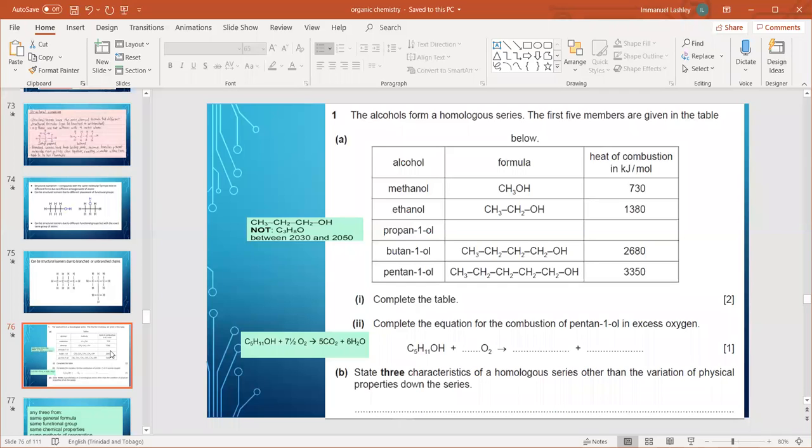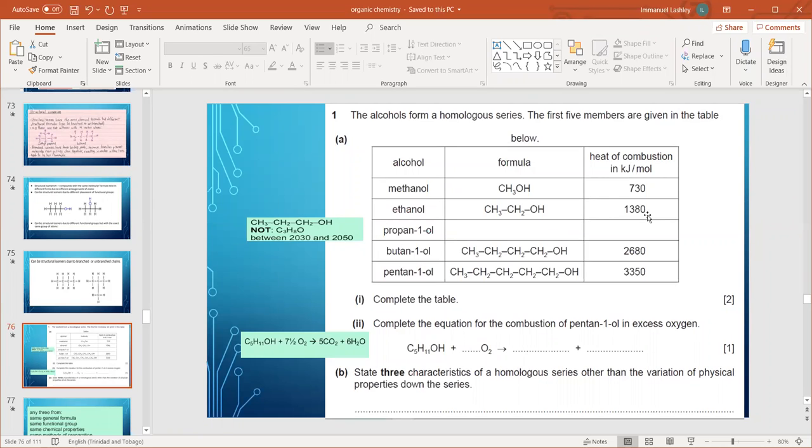All right, so these are complete the table below, right? So for propanol, you'll have meth-prop, you're supposed to have 3 carbons, so you're supposed to have CH3, CH2, CH2, OH. That's supposed to be the formula. There's supposed to be 2 CH2 groups, 1 CH3 group, and the OH group.